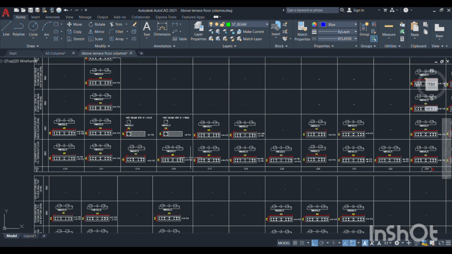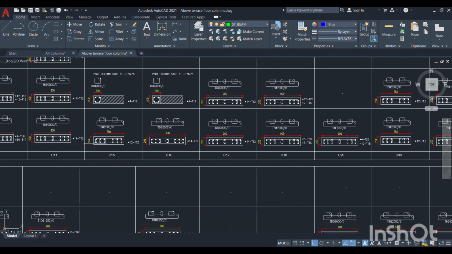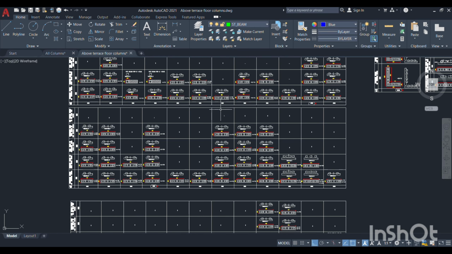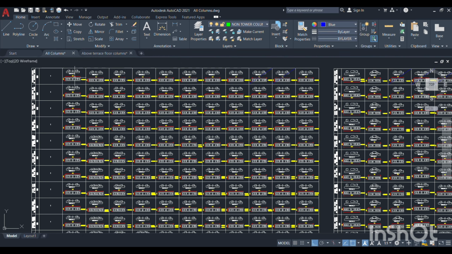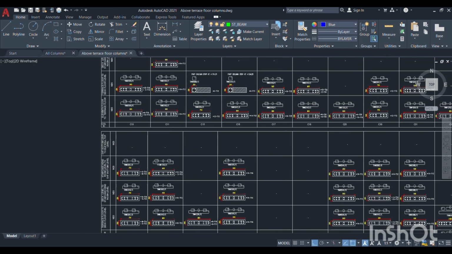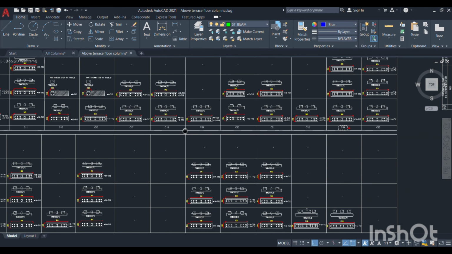At the time of issuing this column, some of the columns at the 11th floor have some changes due to the above-terrace floor design. So the 11th floor columns also have some additional reinforcement changes. That's why this drawing has been issued before casting the 10th floor slab. Before casting these 10th floor columns, we need to study this column drawing, and as per this drawing we need to update the column details.